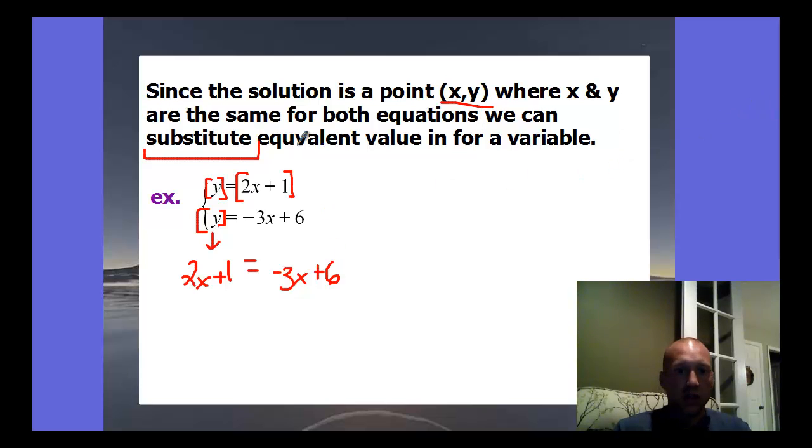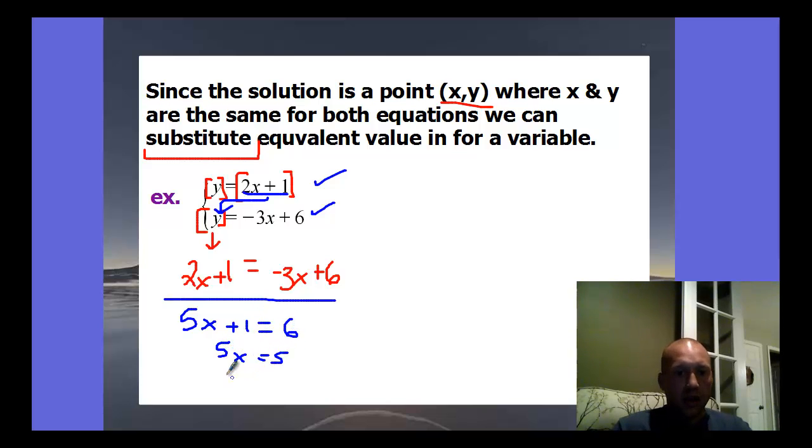So we'll state that again. We're substituting 2x plus 1 in for the y in the other equation. When you do that, we no longer have a y, we only have x's. And that's the key. When you're solving systems of equations, you need to go from two equations down to only one equation. So now we have one equation, one variable. And we can now solve this using our basic algebra. So we add 3x to both sides, subtract 1, so we find that x is 1.